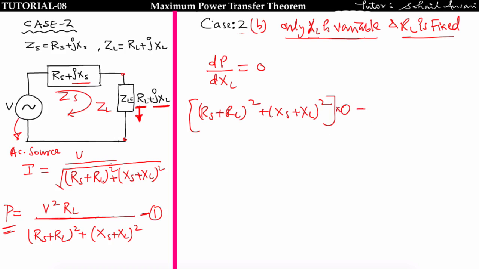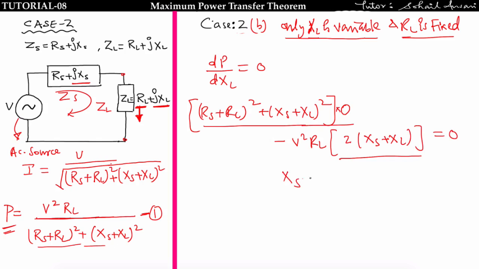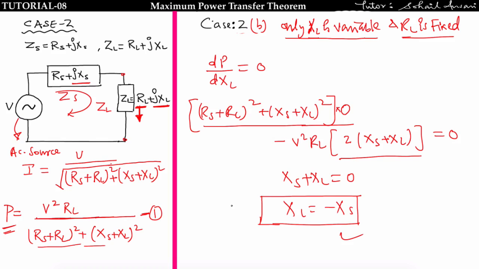Minus, take it here, minus U into, that is V square RL, into the differentiation of V. Finally XL plus XS is equal to 0, which means XL is equal to minus of XS. This is the condition: at this value of XL, the source will deliver maximum power to the load. Got it? Remember this.